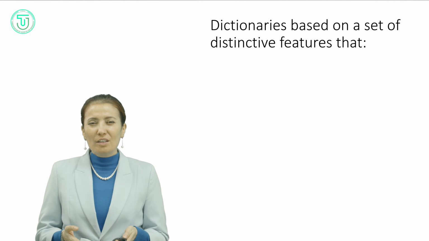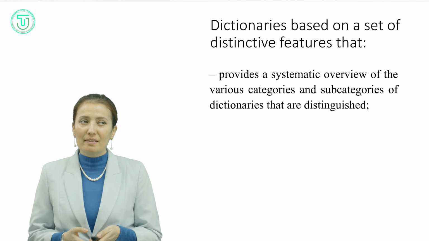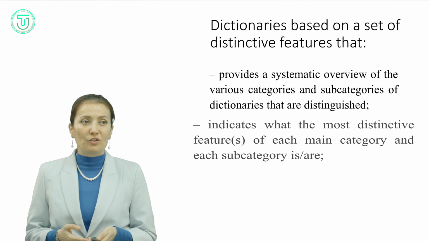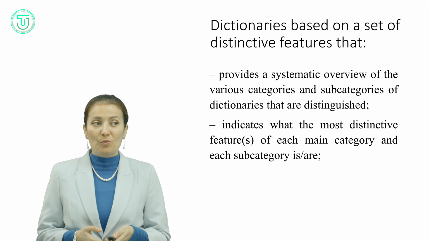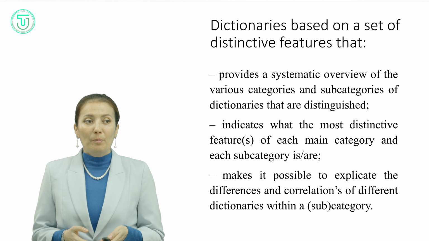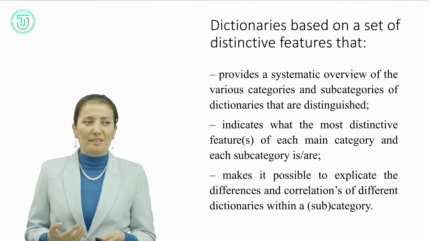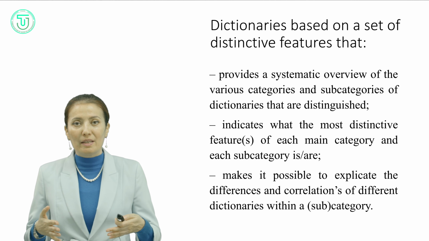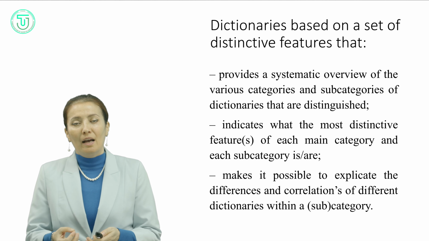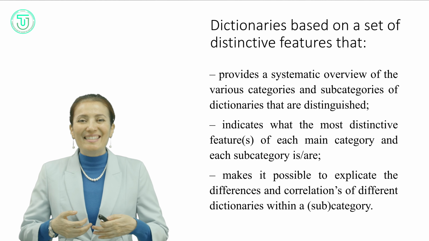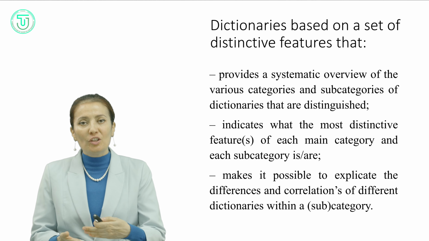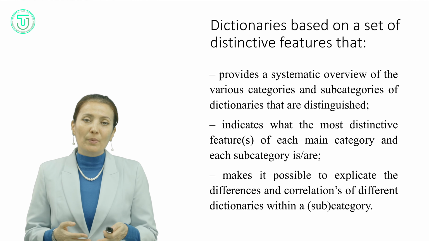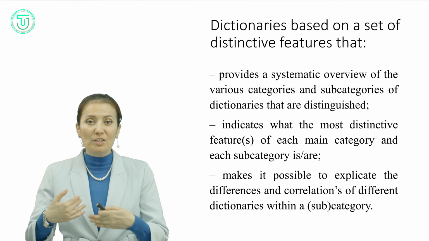Dictionary typology is based on a set of distinctive features that provides a systematic overview of the various categories and subcategories of dictionaries, indicates the most distinctive features of each main category and subcategory, and makes it possible to explicate the difference and correlations of different dictionaries within this subcategory. So this linkage and these connections between dictionaries in the process of dictionary compiling is very important, because no dictionary is compiled in isolation. Each knowledge is interpreted, something new is added and created. The same happens with the dictionary making process, as you know from our previous lectures.